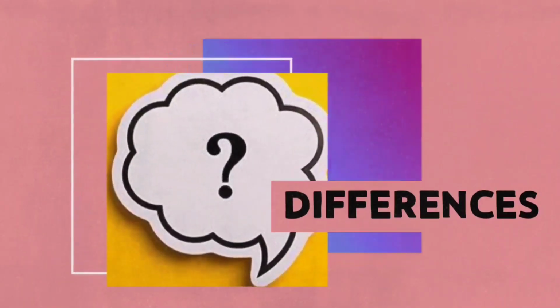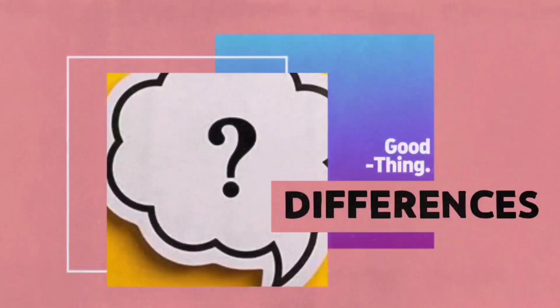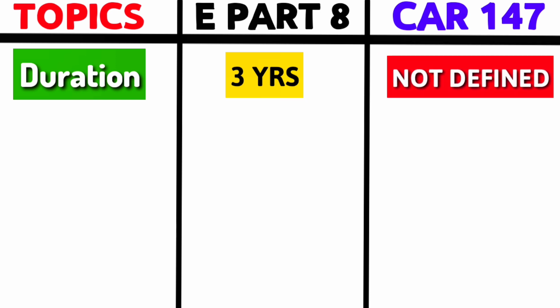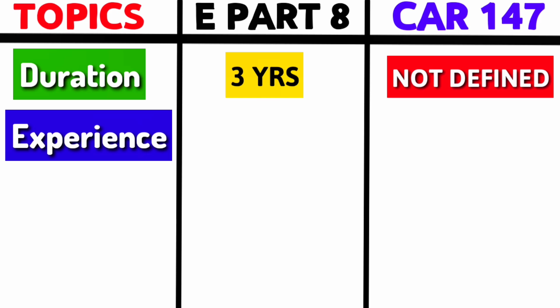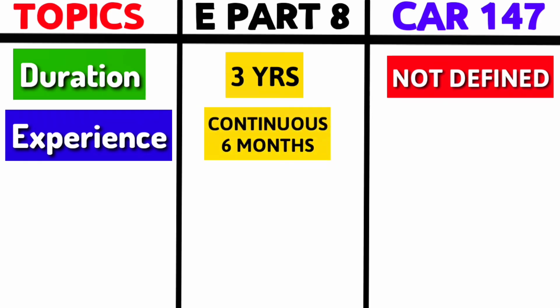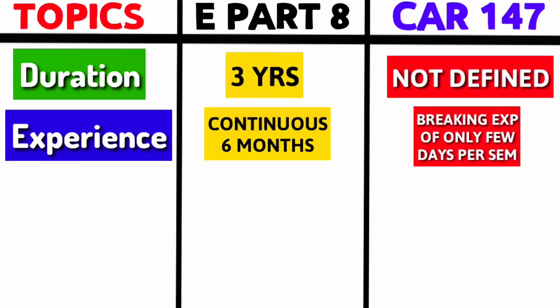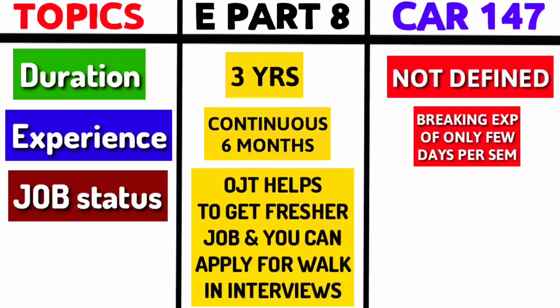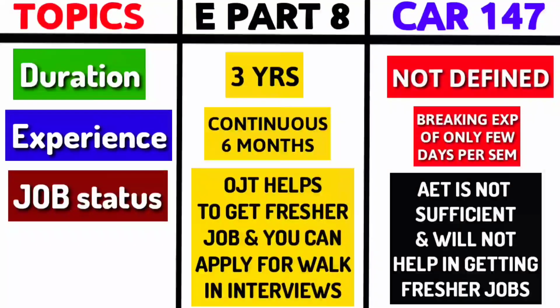Now let us compare them and see the differences between Part 8 and CR 147. Here's a distinguishing chart between Part 8 and CR 147. Let us see duration. Part 8 comprises of 3 years of course. CR 147 is not defined, either 2 years or 4 years. Let us see experience. Part 8 has continuous 6 months of experience, but CR 147 has broken experience of only few days in 1 semester. Let us talk about most important topic, job status. Valuable 6 months of OJT helps to get you fresh job, and you can actually apply for walk-in interviews. But for CR 147, AET is not sufficient and will not help in getting fresher jobs.